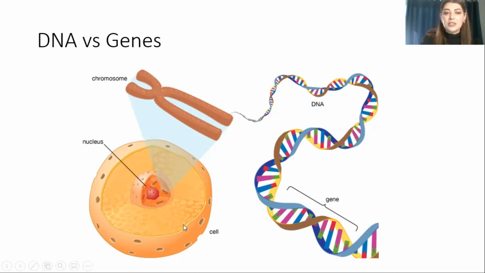Okay, so let's just recap. You have a cell, and inside of the cell you have the nucleus. Inside of the nucleus we have our chromosomes. A chromosome is basically like a ball of yarn. It's DNA that's rolled up many, many times. If we roll out that single strand, we call the entire strand DNA. Parts of the strand have a function to do specific things, and those functions we call genes.